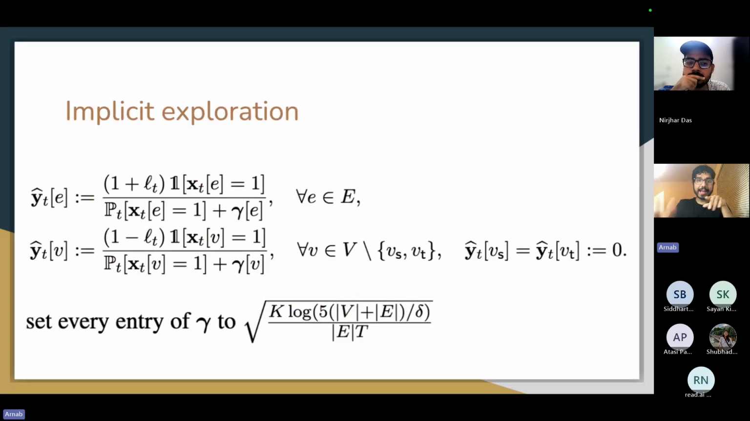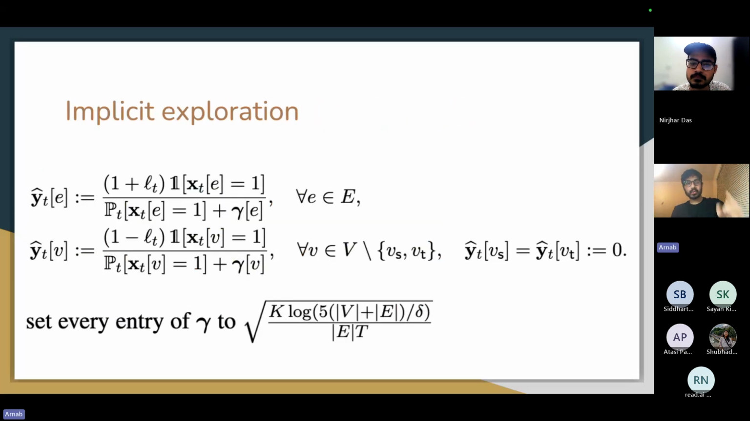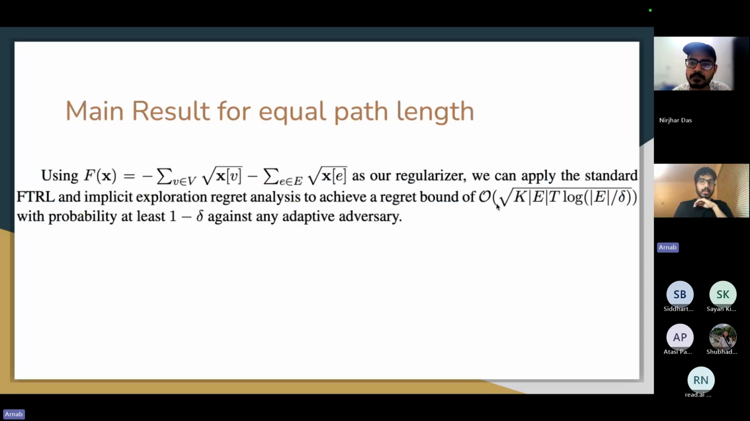The way you get a high probability guarantee is a very standard technique in bandits called implicit exploration. You slightly bias the estimator by adding some gamma to the denominator, and you can get high probability regret guarantees. This part is pretty standard, nothing new. Instead of using y tilde, you use this y hat, and you get a square root k T log(1/delta) bound with probability at least 1 minus delta.